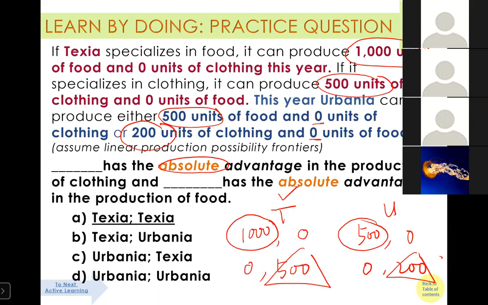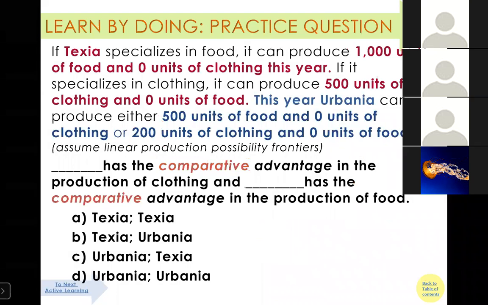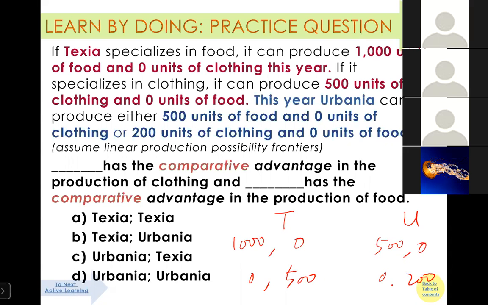Okay? Same question. Now we look at comparative advantage. So we unfortunately have to write again T versus U: 1,000, 0, 0, 500 for Texia, and 500, 0, 0, 200 for Urbania. Okay, start with the comparative advantage in clothing.